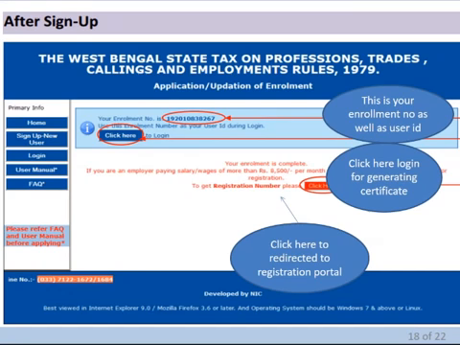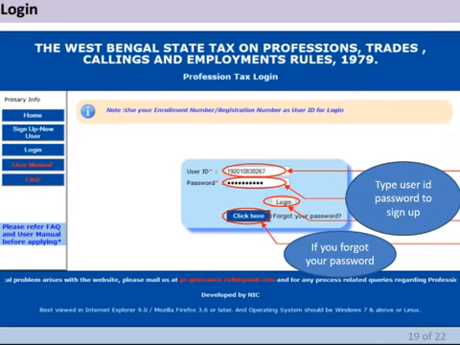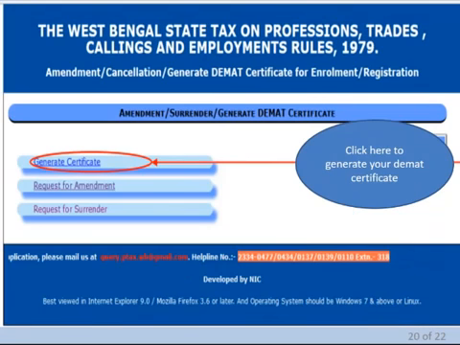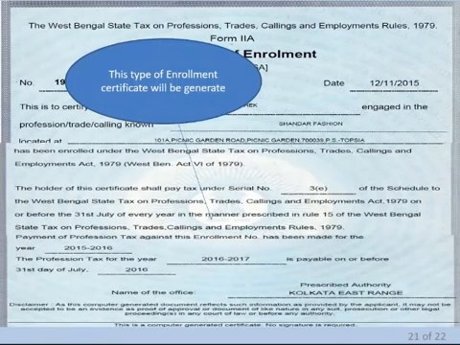Click here to log in for generating the certificate. Click here to be redirected to the registration portal. Here you have to type your user ID and password to sign in. If you forgot your password, then you have to click on the forgot your password option. After that, you have to click here to generate your DMAT certificate. This type of enrollment certificate will be generated after clicking on the DMAT certificate generate option.